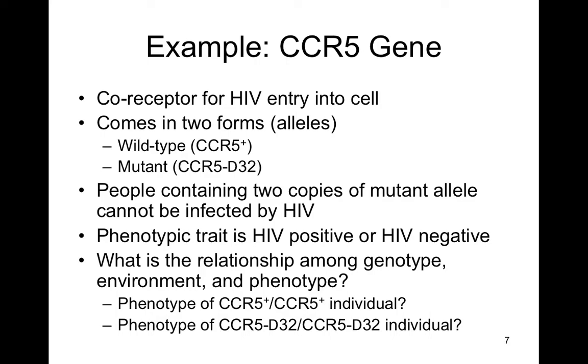People who contain two copies of the delta 32 allele, and remember humans are diploids who contain two copies of every gene except for those on the X or Y chromosome, cannot be infected by HIV, no matter how much they are exposed to the virus. For this example, the phenotype in question is HIV positive or HIV negative. In other words, infected with HIV or not infected with HIV. What is the relationship among genotype, environment, and phenotype for this trait?